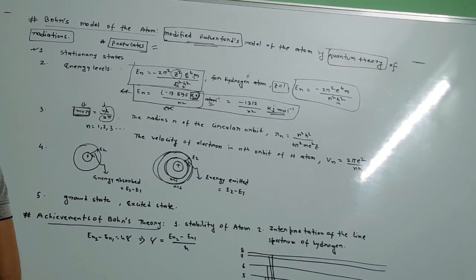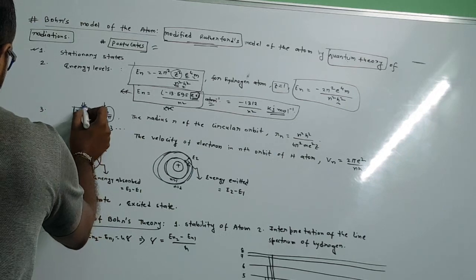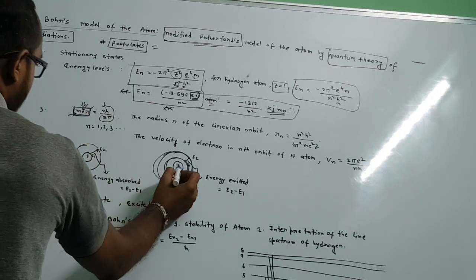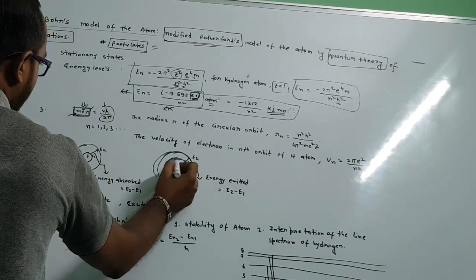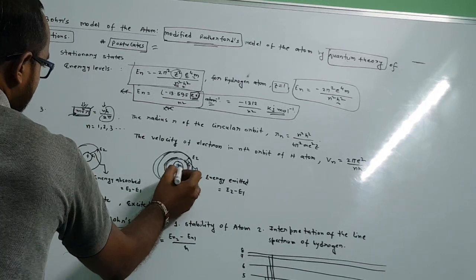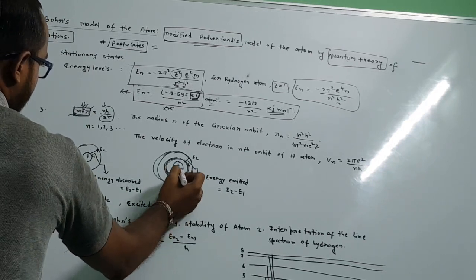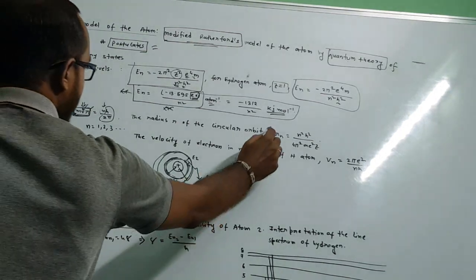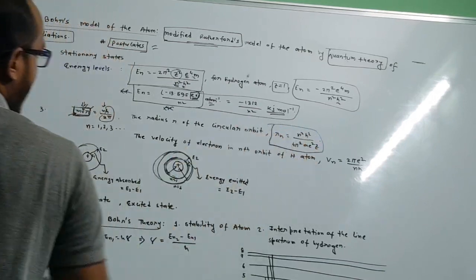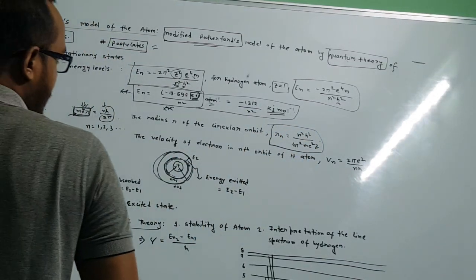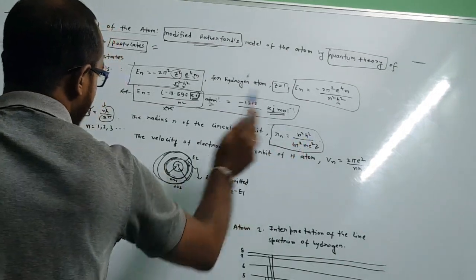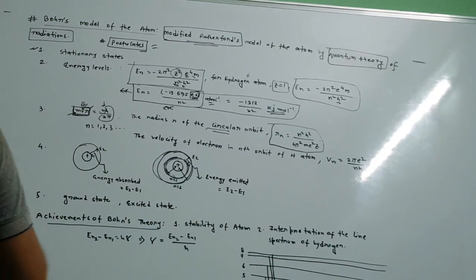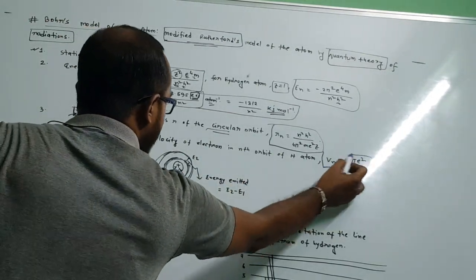h is the Planck constant, v represents the velocity of the electron, m is the mass of the electron, and r is the radius of the orbit. If you are finding out for n equals 1, then this would be the radius; for n equals 2, then this would be the radius of the orbit. The radius of the orbit is given by this formula: n square h square by 4 pi square m e square Z. This is the radius of the nth orbit. And velocity can be found out by this relation, which is 2 pi e square by nh.